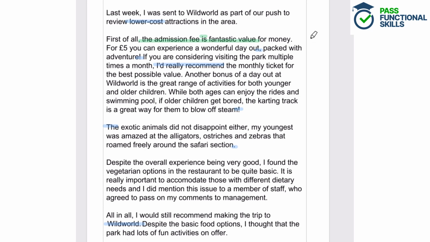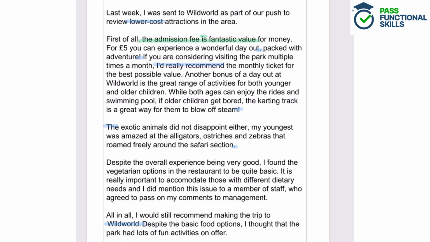Also consider what tense you need to use in your answer. So this person has used present tense to describe what the place is like now, and they've used past tense throughout the answer as well to explain what their individual visit was like. So think about what tense you will need to answer the question.